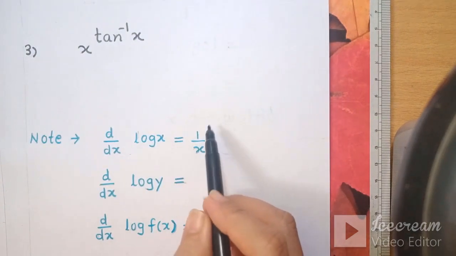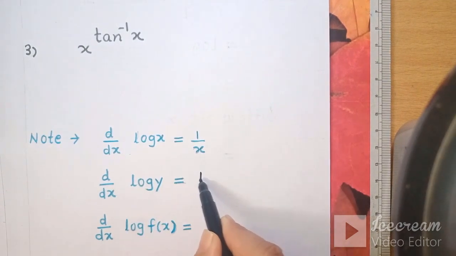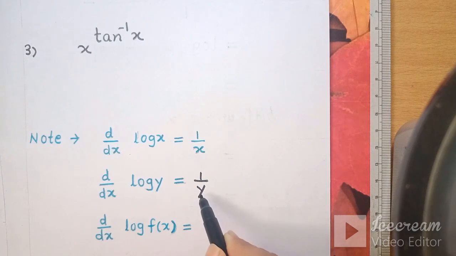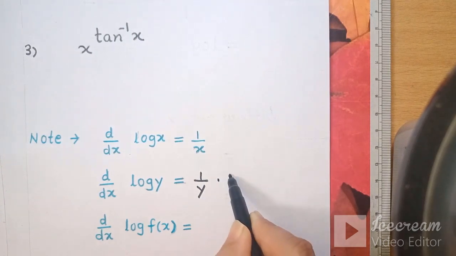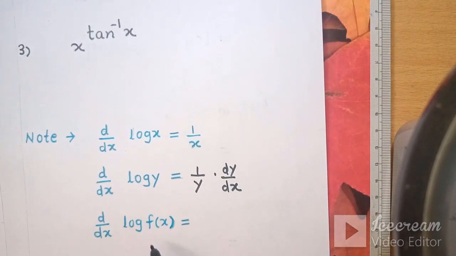d by dx of log x is 1 upon x. d by dx of log y is 1 upon y, but since y is a function of x, we again multiply by dy by dx. And the derivative of log f(x) is 1 upon f(x) into f dash of x.